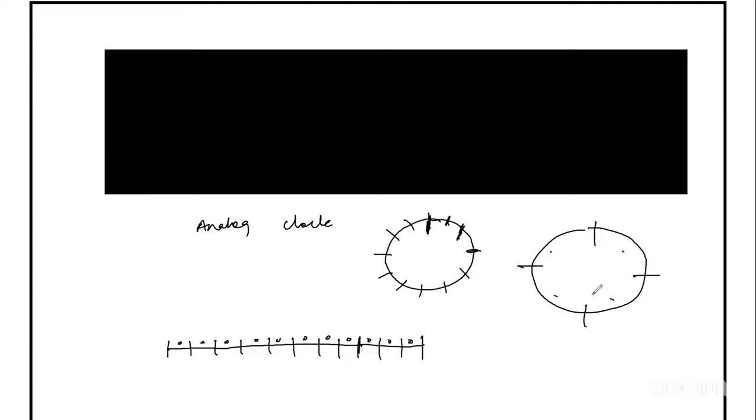Not necessarily will they give you a clock. They can give you anything, not necessarily 12 logs. They can give you 5 logs: 1, 2, 3, 4, 5. How many spaces are there? 4 spaces, always one less. So understand these patterns.